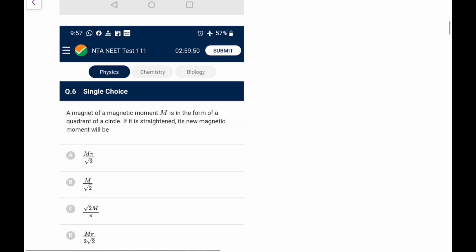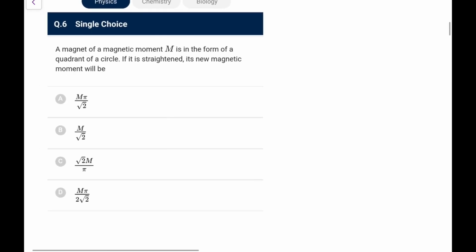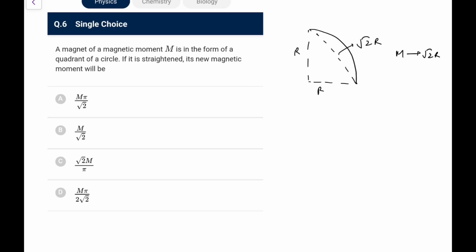Now the next, sixth, a magnet of moment M is in the form of a quadrant of a circle. If it is straightened, its new magnetic moment will be. So it is in the form of a quadrant. Quadrant means this is 90 degree. So it is in this form, and let's say this is R and R. So I can make it out, the distance between the poles is root 2R and the length is pi R. So now it is having M when the pole separation is root 2R. So when it becomes pi by 2R, sorry, this quadrant length pi by 2R.